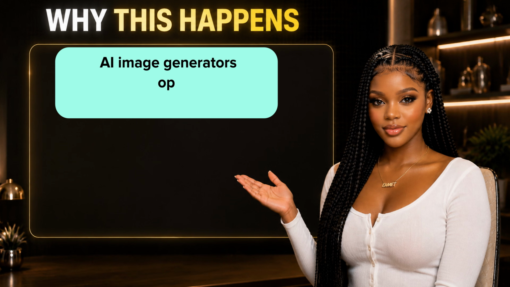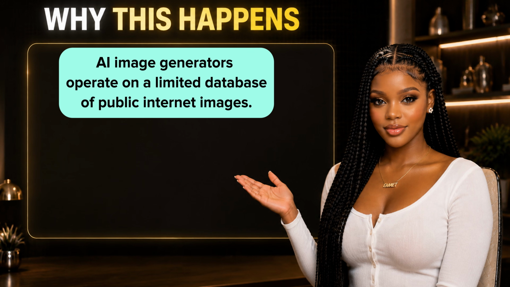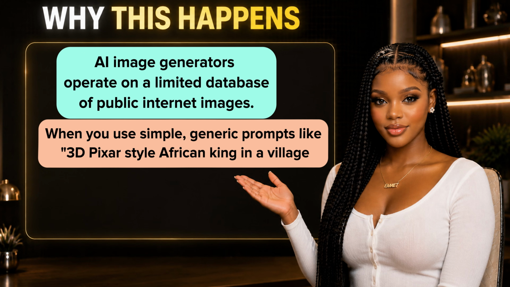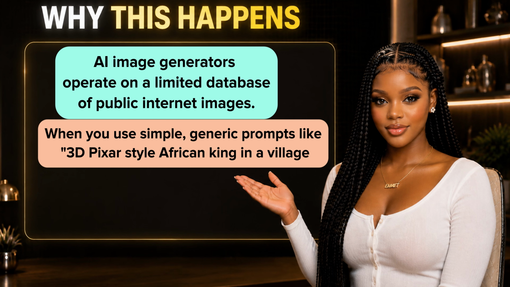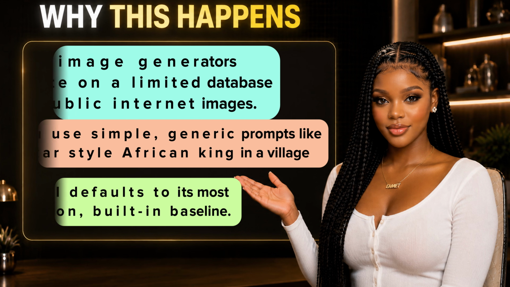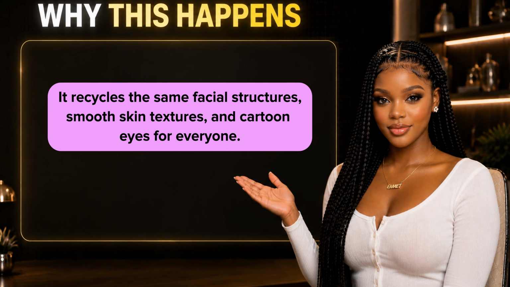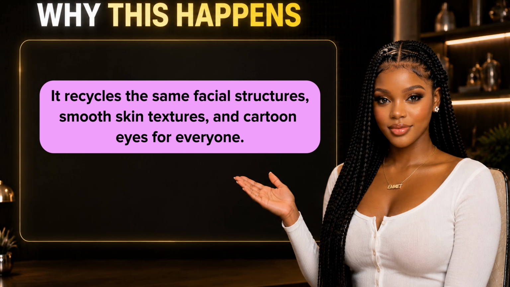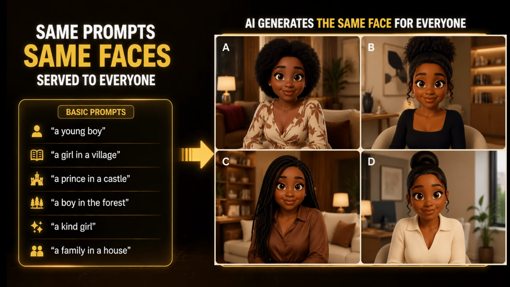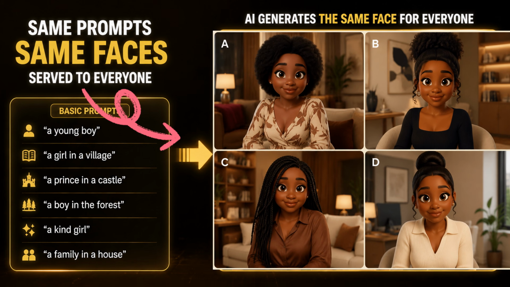This happens because AI image generators operate on a limited database of public internet images. When you use simple generic prompts like 3D Pixar-style African king in a village, the AI defaults to its most common built-in baseline. It recycles the same facial structures, smooth skin textures, and cartoon eyes for everyone. Because thousands of creators use the same basic prompts, the AI serves those same character faces to the entire public.